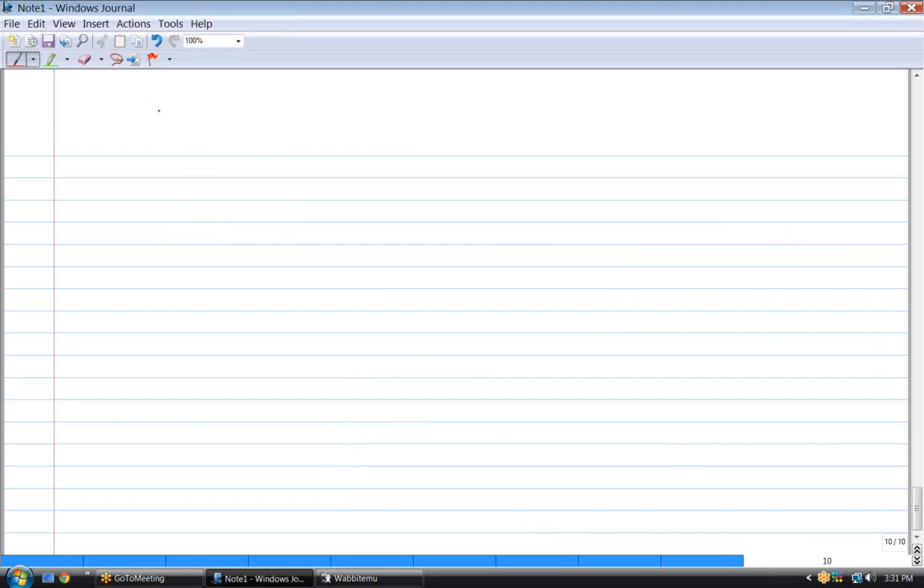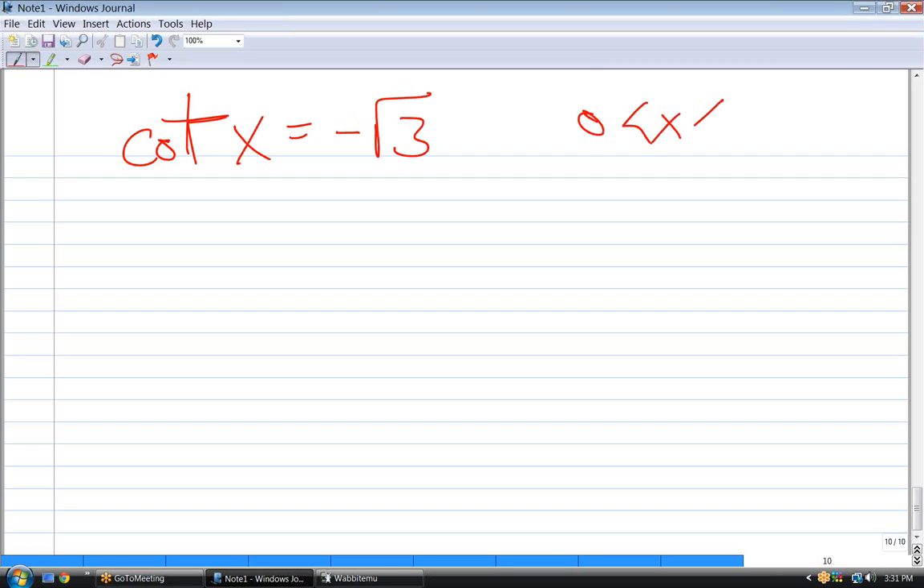Next one is cotangent of x equals -√3, where 0 is less than x, which is less than pi. So first 2 quadrants. Which quadrant is it in? First or second? Second. What's the next thing I should do over here? Convert it to tangent. Okay.